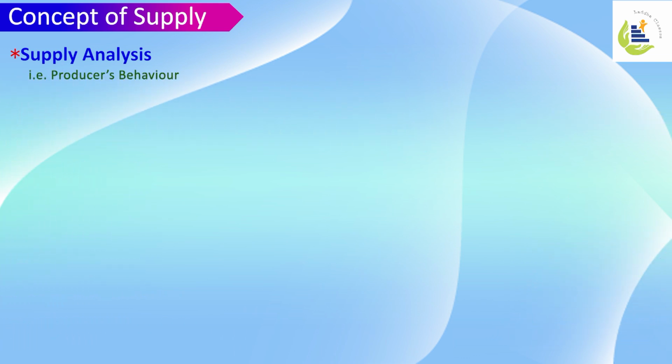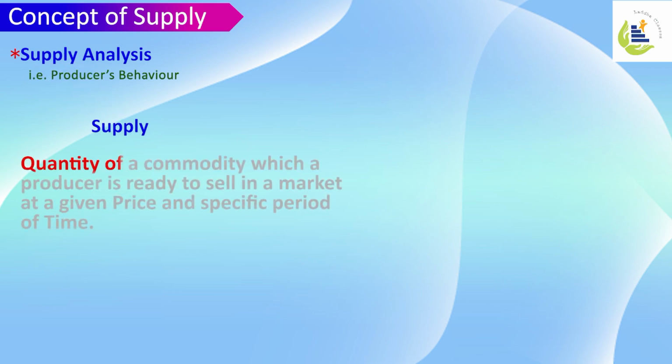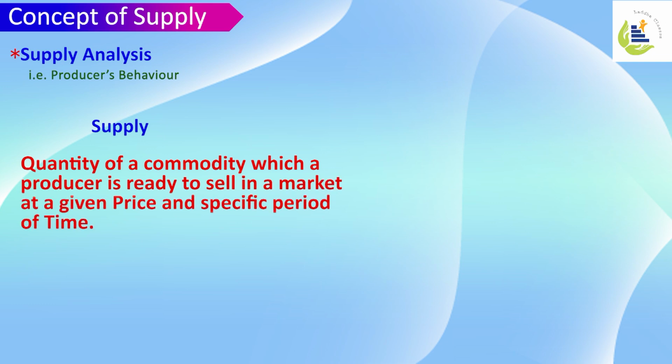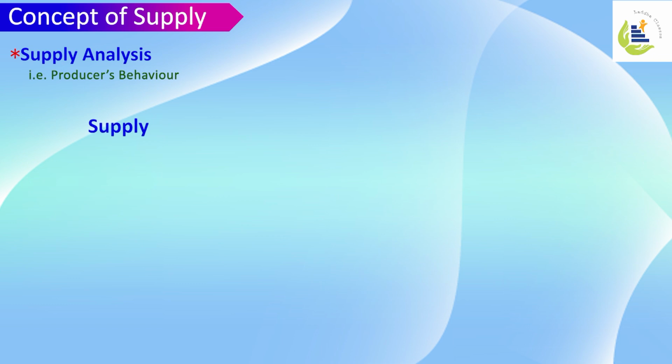In simple words, supply is the quantity of a commodity that a producer or seller is ready to sell in a market at a price. Let us understand supply analysis in greater detail. In order to do that, we need to study its different terminologies first, starting with total output.